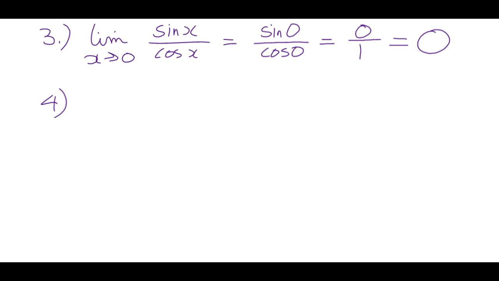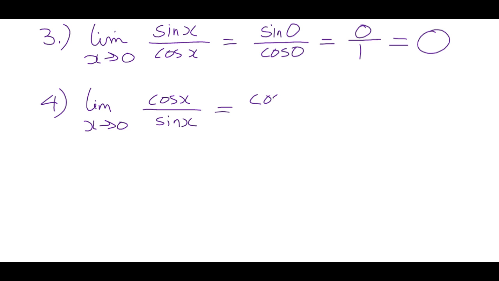4. The limit as x approaches 0. What's another way of saying sine over cos? Tan. What's another way of saying cos over sine? Cotan. Okay, well, these are both continuous, right?